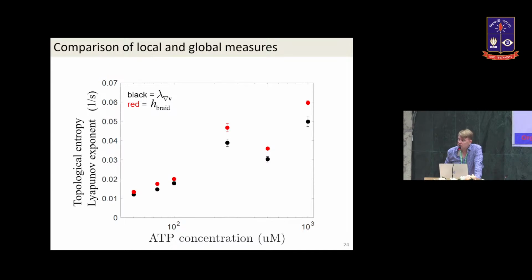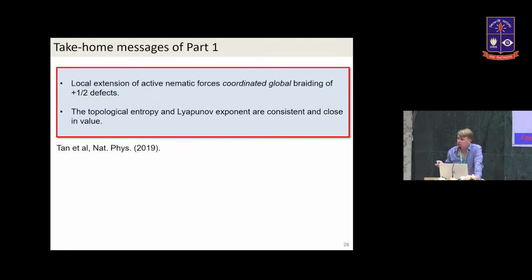Okay, so just to summarize the first part of the talk, this local extension of active nematic forces gives us a kind of coordinated global braiding of +1/2 defects. You can use topological techniques to compute the topological entropy, and you can also compute the Lyapunov exponent, and you find that these quantities are consistent with one another and in fact close in value. Okay, so this was kind of an old story.